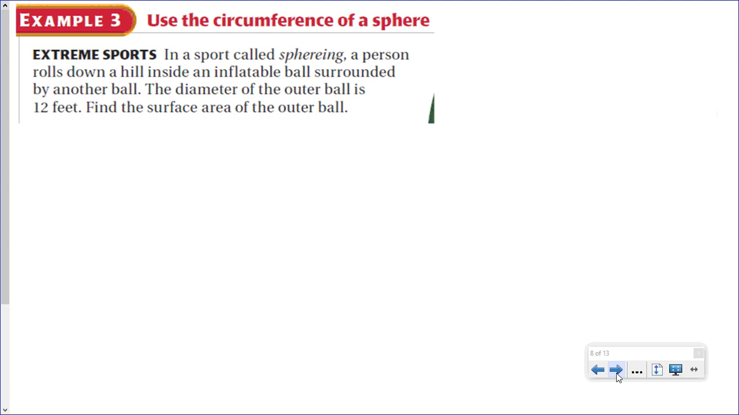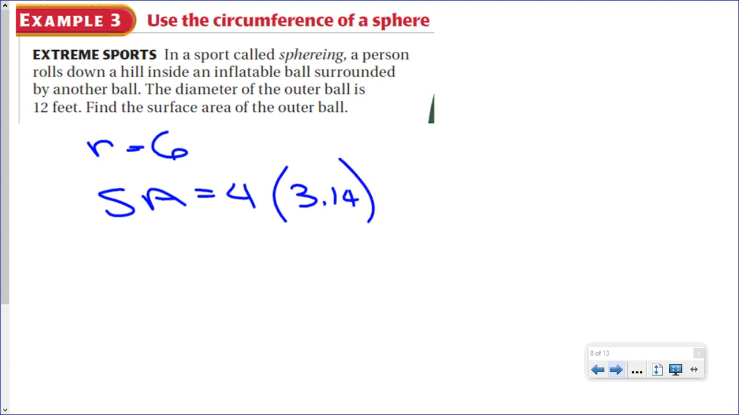They have one of those balls that you jump inside of and you roll down a hill or whatever. And not much more than that. So the diameter is 12 feet, so a radius equals 6. You would follow the surface area formula of 4 pi r squared. That's kind of the main thing for that one there. Then you run it through your calculator, get the right answer, 452.16.